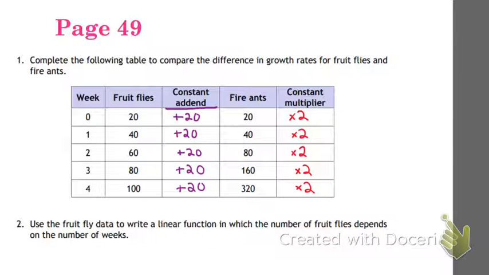Okay. And then at the bottom here, let's switch back to our fruit flies. If you're adding the same amount each time you increase your x, your weeks, that sounds a lot like a linear function. Like if you have 3x plus 5, you start at 5 and you add 3 with each x, right? So this time we start at 20 and we're adding 20 each time.